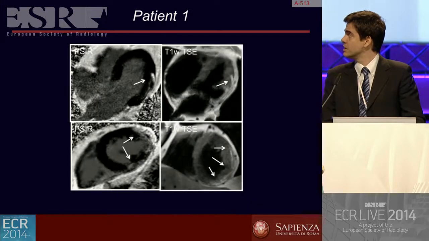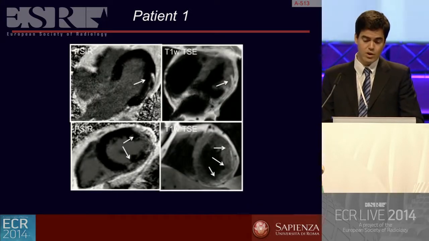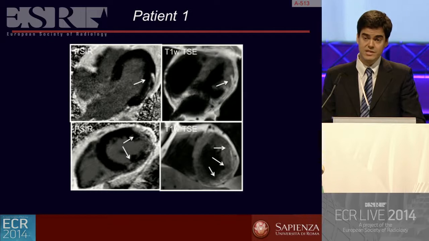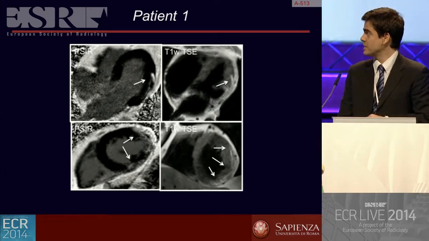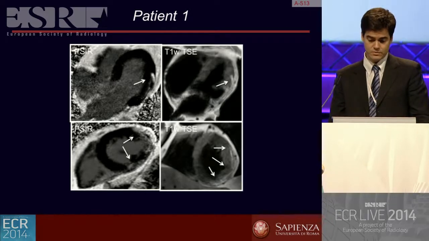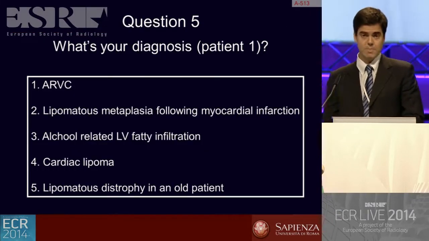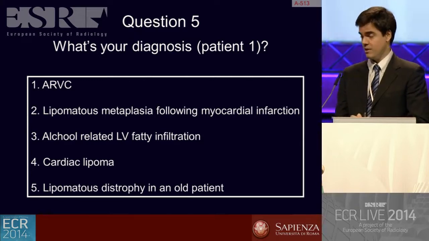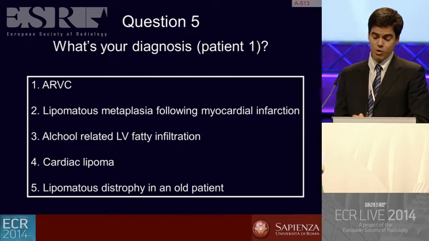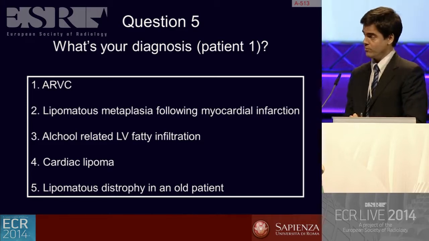So we did MR. We combined phase-sensitive inversion recovery sequences with T1-weighted turbo spin echo, which confirmed this high signal intensity lesion within the same location, mimicking some late enhancement from short axis. What's your diagnosis? Is it a left ventricular arrhythmogenic cardiomyopathy? Is it a lipomatous metaplasia following myocardial infarction?